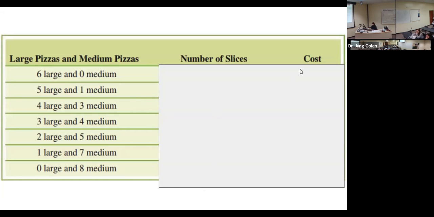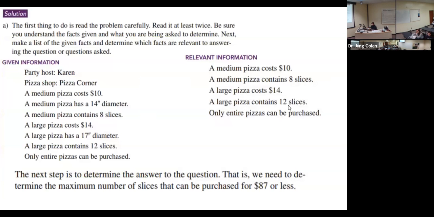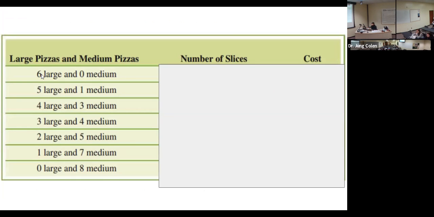How about the cost then? We know that 1 large pizza costs $14, right? So $14 times 6 will be the cost. How about for 5 large and 1 medium? 5 times 14 for large pizza, and how much is 1 medium pizza? Is it 10? So plus 10, that will be the cost. Can you complete this table now?